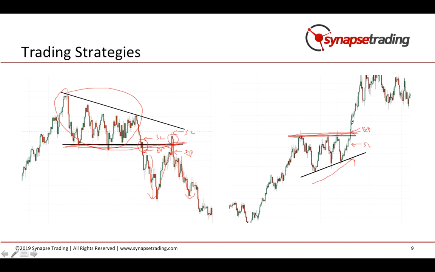So what you probably have to do is zoom into a smaller time frame, because the pullback might have occurred somewhere over here, but it happens on a smaller time frame. So these are the key strategies. The idea is to find a low risk entry point.